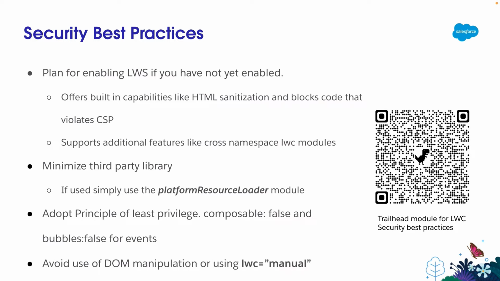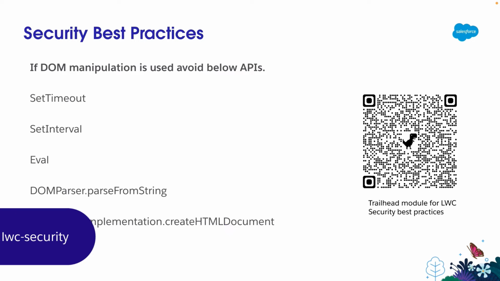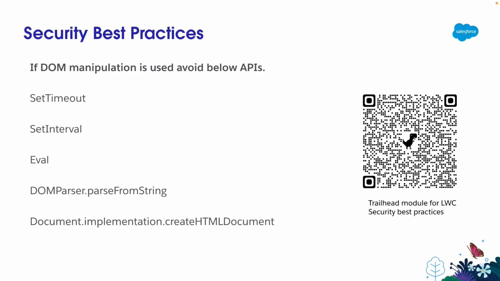Hence it's the best practice to follow the principle of least privilege when you are using events. Alright, now this is a very important security best practice: make sure you avoid DOM manipulation. If you're doing that, there is a directive called lwc:dom="manual" that you can use on your Lightning Web Components to indicate that that specific DOM element can be modified. Now, if you decide to manipulate DOM, we definitely do not recommend any APIs like setTimeout, setInterval, or eval, because they can create security vulnerabilities in your code.